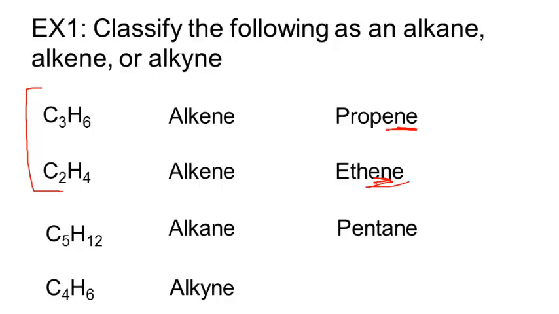Now, notice there's 4 carbon atoms. With 4 carbon atoms, we call that butane. We're going to change that to 1-butyne. Now, why 1? We want to say specifically where that triple bond is located.